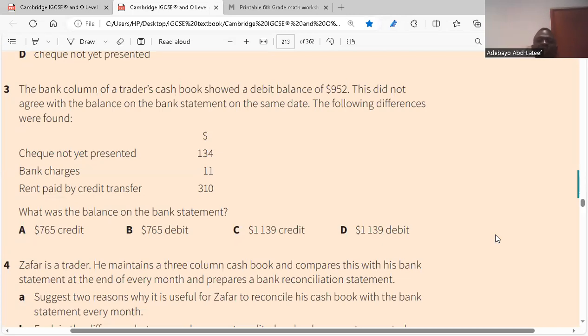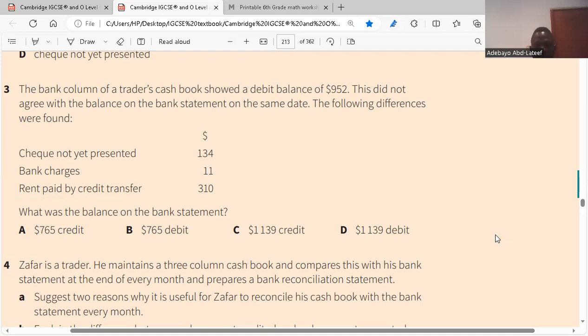Yes. Now 952 plus 310 is what? So 1,262. 1,262 minus 145. It will be 1,117.